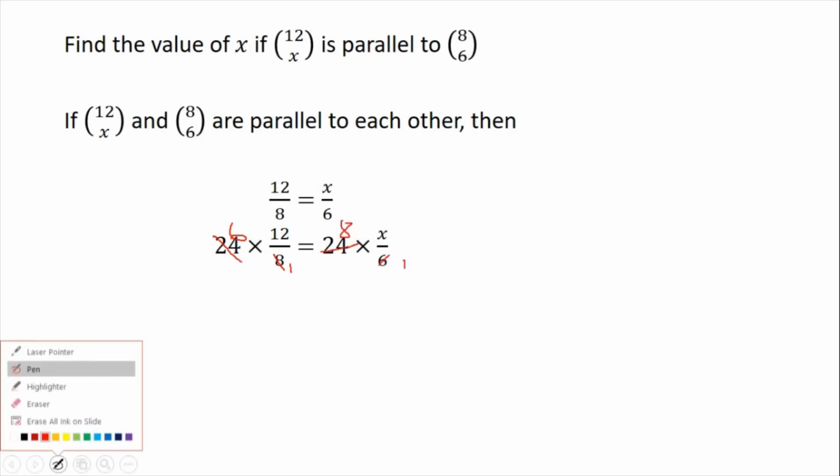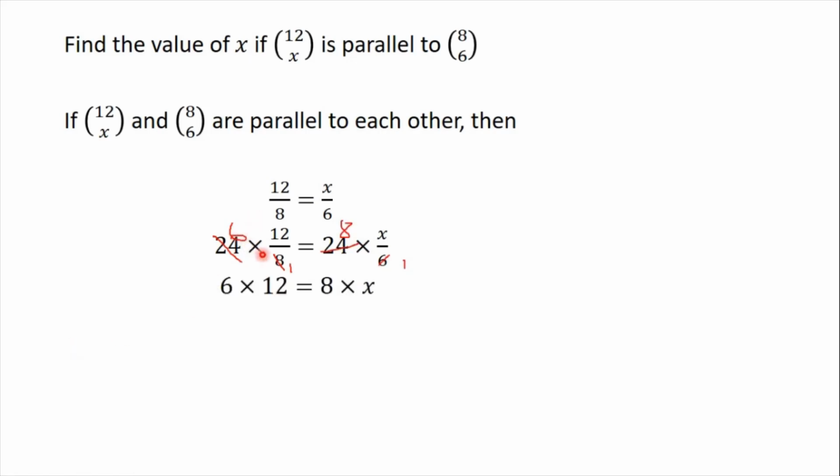Now, you are going to have 6 times 12 is equal to 8 times x. 6 times 12 is 72. From algebra, we know that 8 times x is 8x. How do we find x here? We know from linear equations that you are going to divide both sides by 8. And when you do that, x is equal to 9. So using the principles of parallel vectors, you have been able to find x as 9.